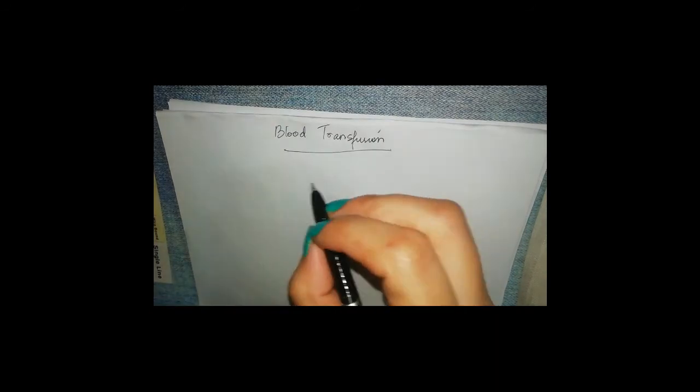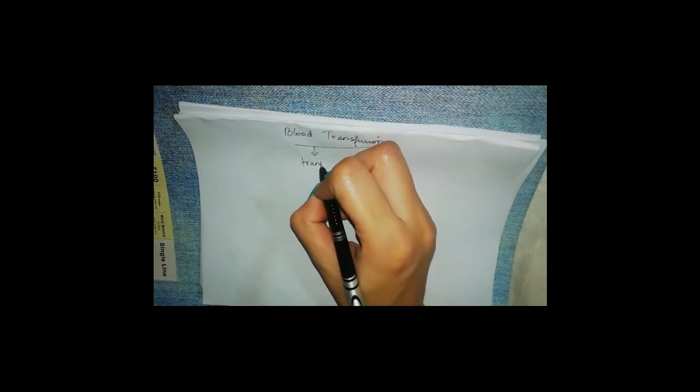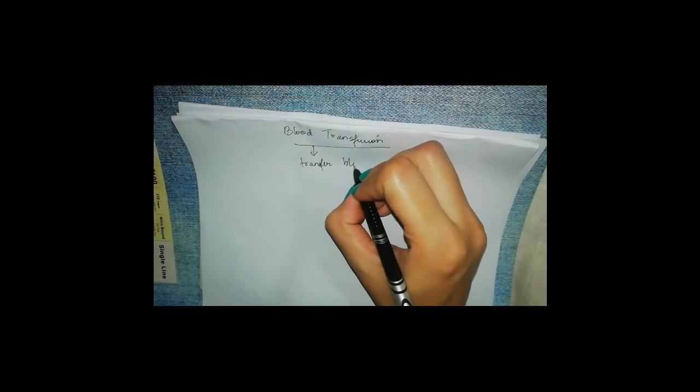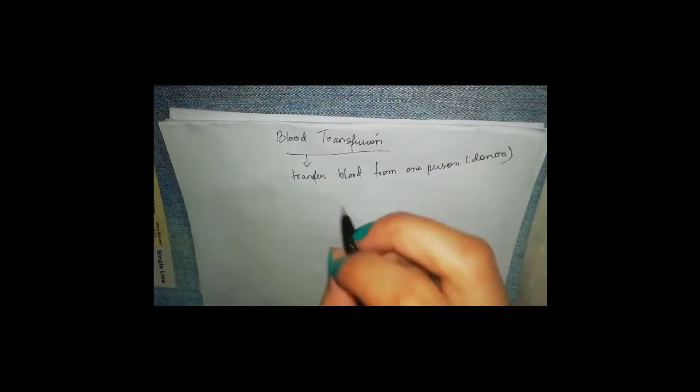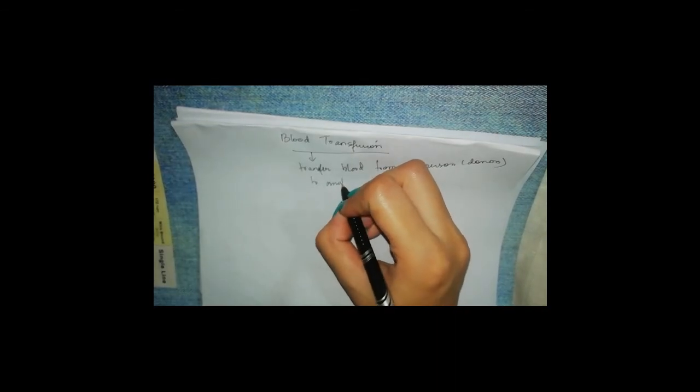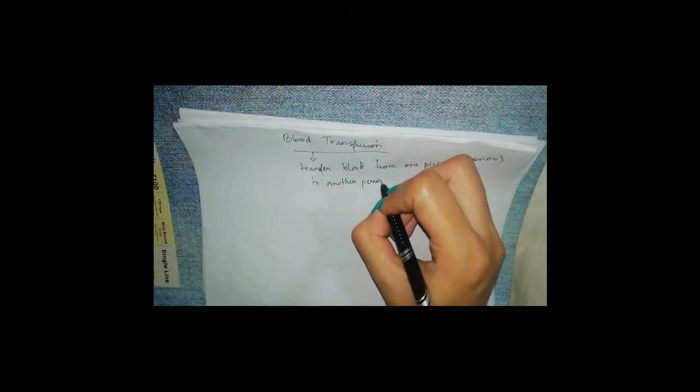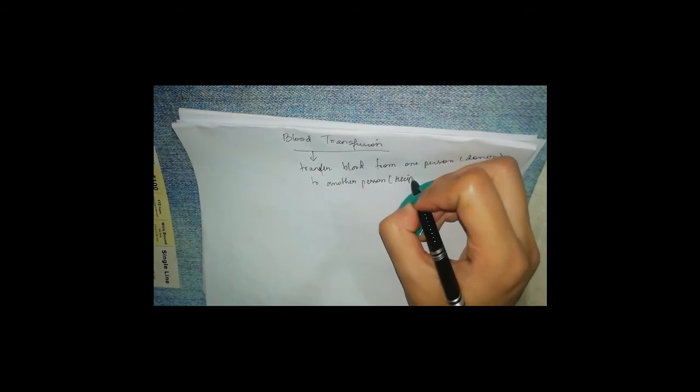Why is that so? Because sometimes there is a lot of blood coming out from their body. Okay, they have loss of blood. So what happened is that time it is very necessary to give the patient blood. So when you transfer blood, transfer or transfusion, from one person, that is a donor, to another person, that is the recipient, it is known as blood transfusion.